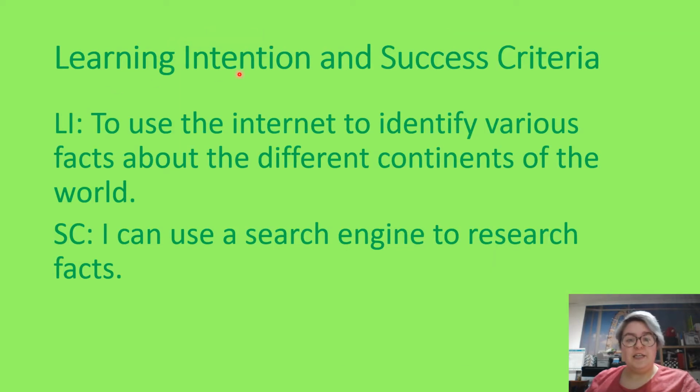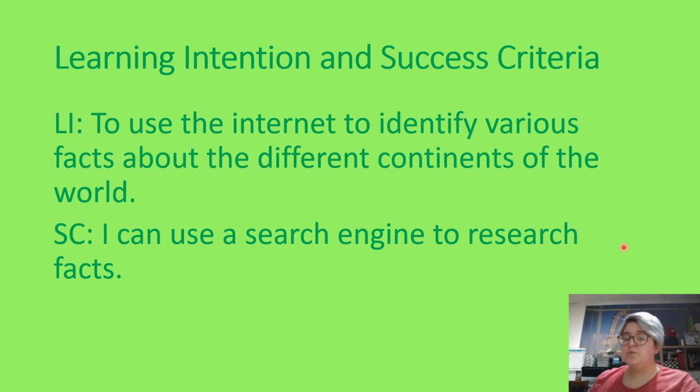So our learning intention and success criteria for today: to use the internet to identify various facts about different continents of the world. Now various, as you know, I've used this word lots of times, just means lots of different facts, okay? And I can use a search engine to research facts, so you can use Google or something at home to find this information. And you never know, you might even have an encyclopedia, which is a book with lots of information, or an atlas, which has lots of maps in it.